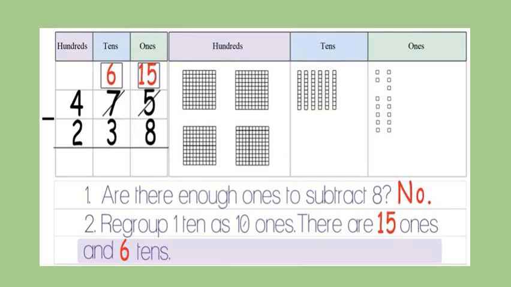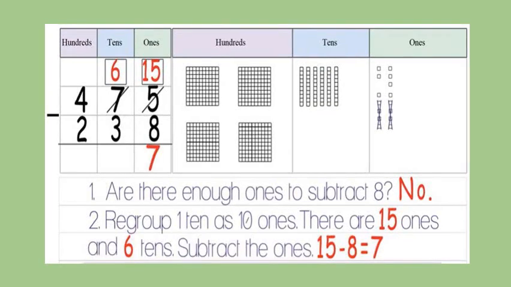And then I'm going to take this 10 and I will break it down as 10 ones. And then I will add it to the ones. So 5 will be 15. Very good. And then now I have enough ones, so I'm going to subtract 15 minus 8 and 6 minus 3 and 4 minus 2.